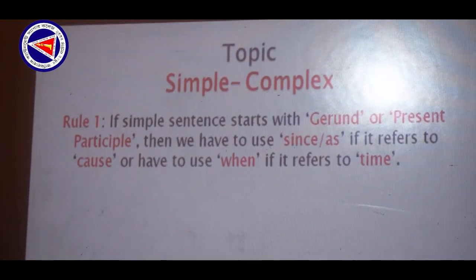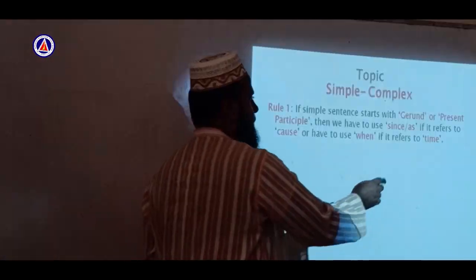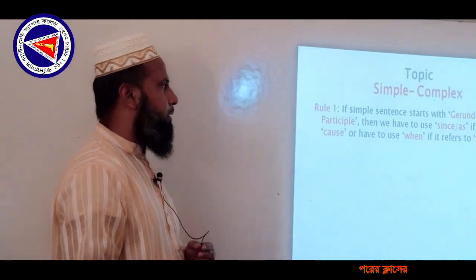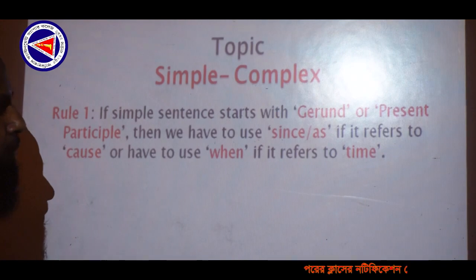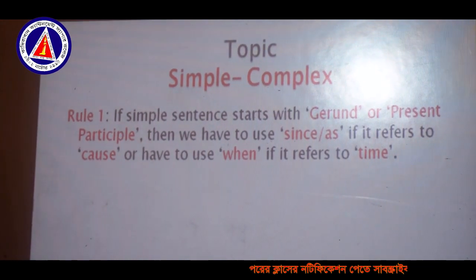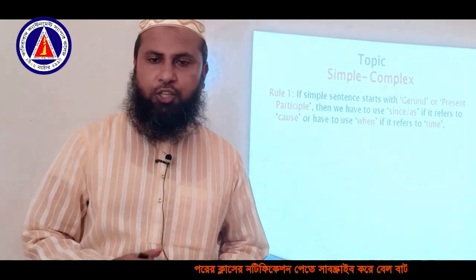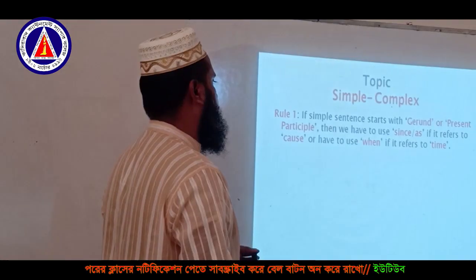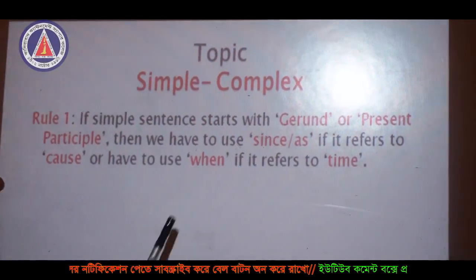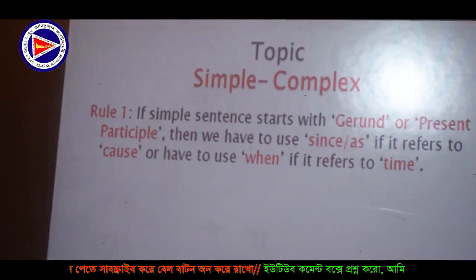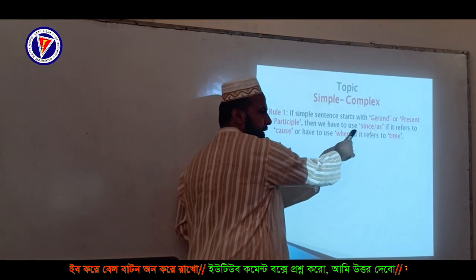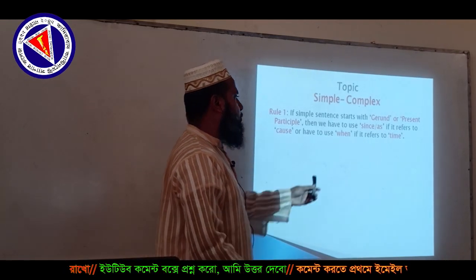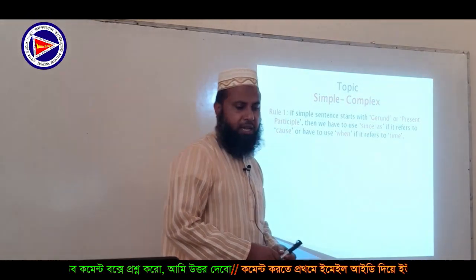Okay? Base form of verb, ing with the base form of verb, but in all cases we cannot say they are the same. Whenever ing with the base form of the verb functions as a noun, then it will be a gerund. But if it functions as an adjective, then it will be a present participle. So I am saying, if there is a gerund or present participle in a simple sentence, we have to use since or as if it refers to cause, or we have to use when if it refers to time.